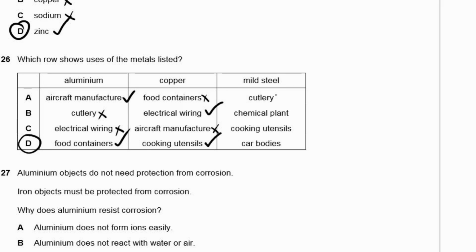Mild steel. Okay, cutlery. Yeah, you can have steel cutlery, absolutely. Chemical plants, I believe you can use it, it's not particularly reactive. Cooking utensils, yeah, they have steel cooking utensils. And car bodies, yes, it's used in car bodies. So the answer is D, because that's the only one that has all of them.